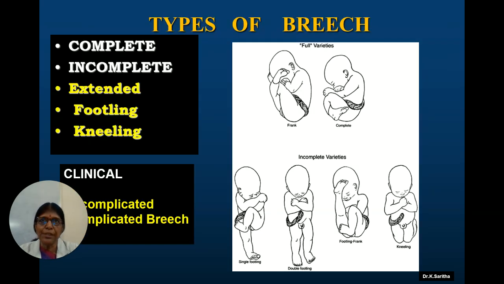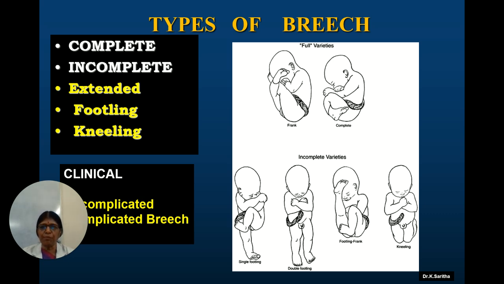Now coming to the types of breech, you have a complete breech and an incomplete breech. Complete breech you usually see in multigravidas with a lax abdominal wall. By complete breech we mean there is flexion at the hip joint, flexion at the knee joint, and also dorsiflexion of the feet. Whereas an incomplete breech is seen mostly in primigravidas, wherein there is only flexion of the hip joint with extension of the knee joint. Among the incomplete breech you have the extended breech, wherein there is an extension at the knee joint, a footling breech where one of the feet is present beside the buttock, and a kneeling breech wherein the knee is felt on vaginal examination.